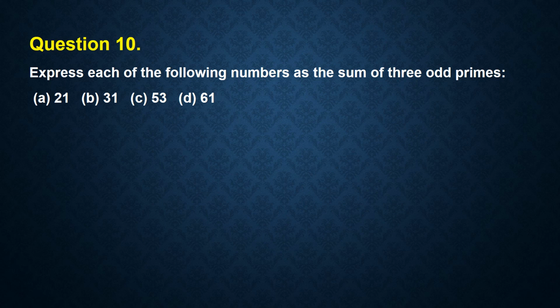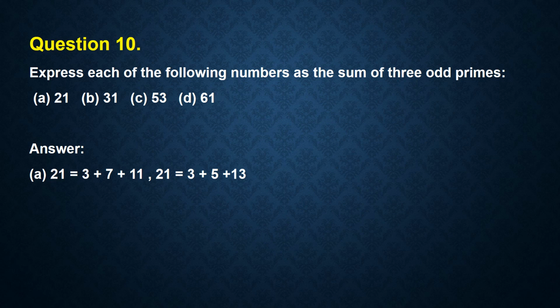Question number 10. Express each of the following numbers as the sum of 3 odd primes. First part is 21. Now, we have done a similar question before. Only 2 is an even prime number. The rest of all prime numbers are odd prime numbers. We have to express 21 as a sum of 3 odd prime numbers. So, we will start with 3. First number is 3. So, 21 minus 3 is 18. You are left with 18. You have to split 18 into 2 odd prime numbers.